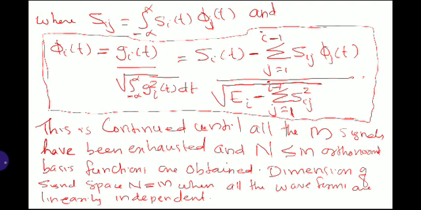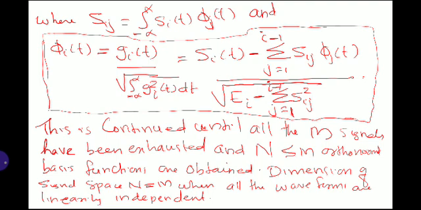Energy of the error signal is the energy of the signal minus the sum of the squares of the coefficients. This process is continued until all the m signals have been exhausted, and we get N less than or equal to m orthonormal basis functions. So we get a maximum of m basis functions.